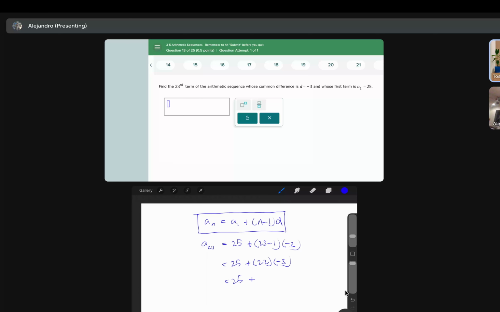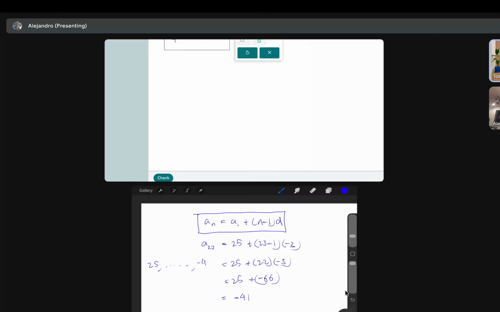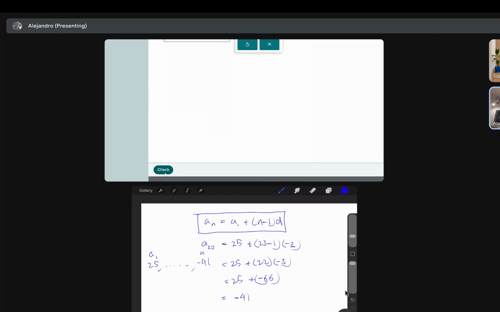So -3 times 22, that's -66, and then just combine it. 25 plus negative 66. Use your calculator if you need to. It'd be negative 41. So that should be the answer. You can imagine going from 25 all the way down to negative 41, the 23rd term. This is your A1, your A23. Can you imagine?